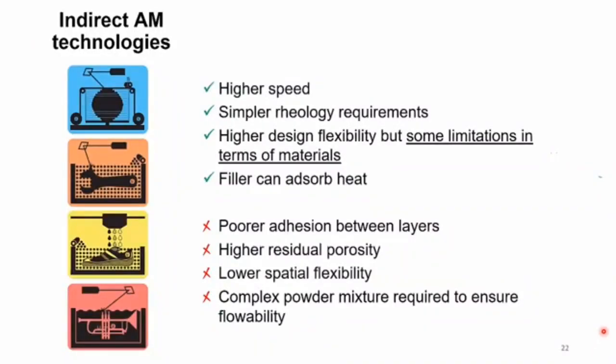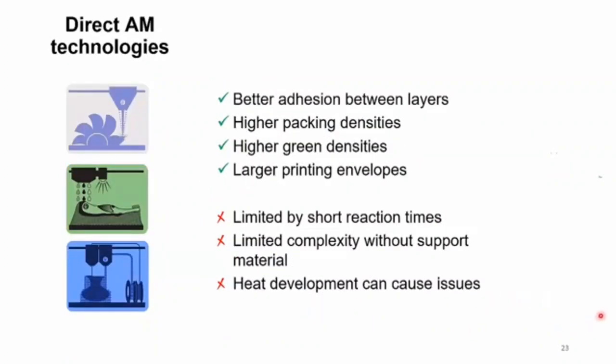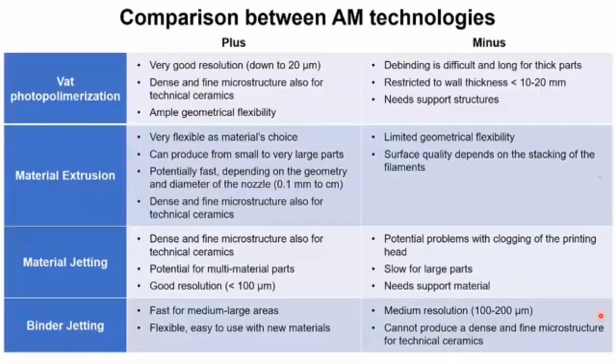So here are a couple of slides that try to summarize the advantages and disadvantages of individual technologies in comparison to each other. In indirect additive manufacturing, heat development can also cause issues. So here is another comparison table between different technologies. I'm not going through all the details, but of course, when you're comparing different additive manufacturing technologies, you have to look at the printing envelope, so the maximum size of the component that you can generate.